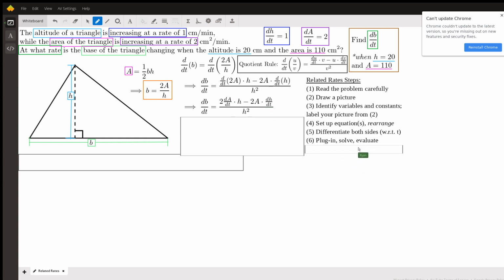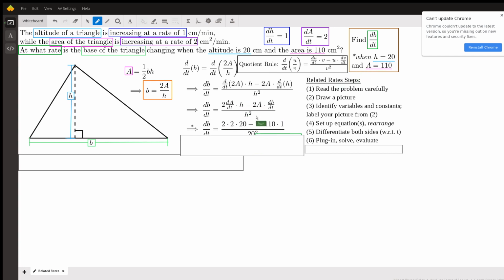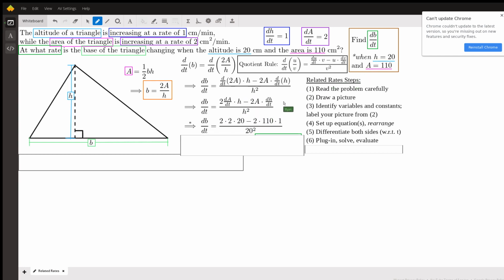In step 6, plug in, solve, evaluate. So take all of those values from step 3 and plug them into this equation here. 2 dA/dt is 2, h is going to be 20, minus 2, and then A is 110, dh/dt is 1, and then h again is 20, so we get all of this divided by 20 squared. Then you solve for the thing you're actually trying to find. Luckily, we had the wisdom from earlier to solve for b before differentiation, so we've already solved for the thing we're trying to find, and then evaluate. So we just have to simplify this.